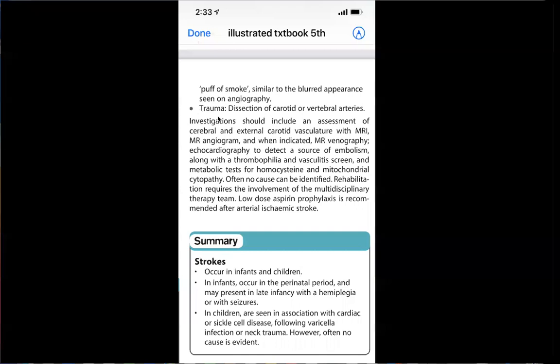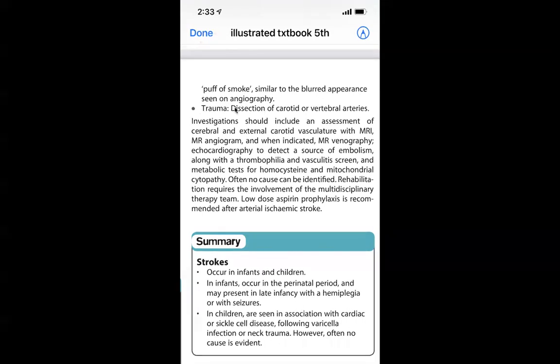So it comes from the Japanese word for puff of smoke, similar to the blurred appearance seen on angiography. Angiography is also the investigation of choice you have to do. Trauma, dissection of the carotid and vertebral arteries. Trauma is also one of the causes. So many causes we read.